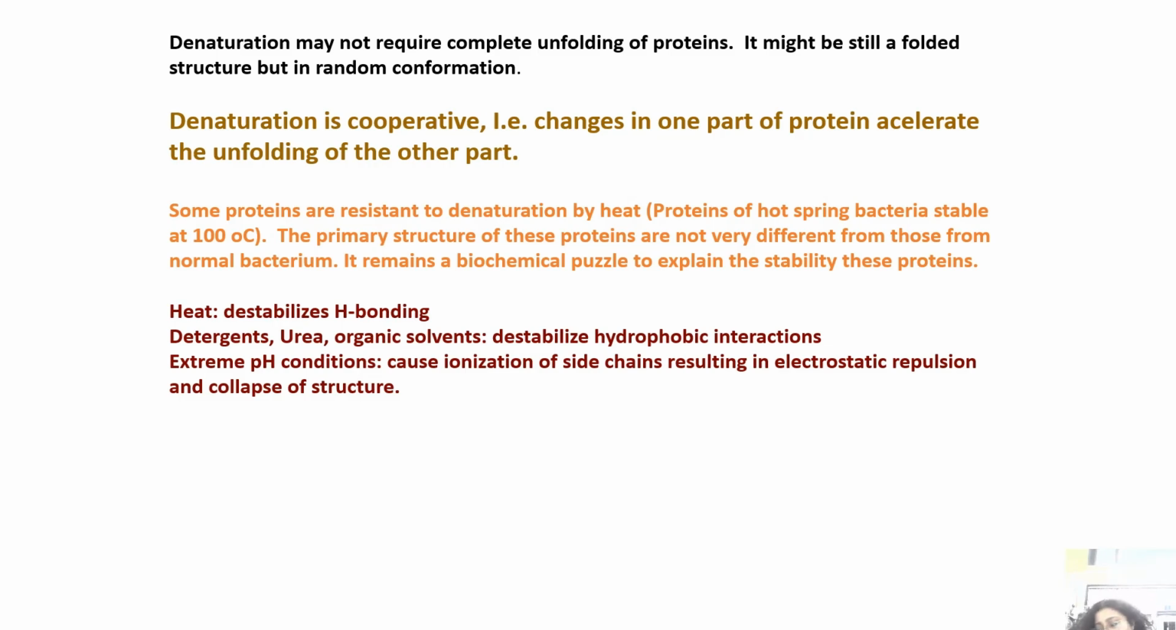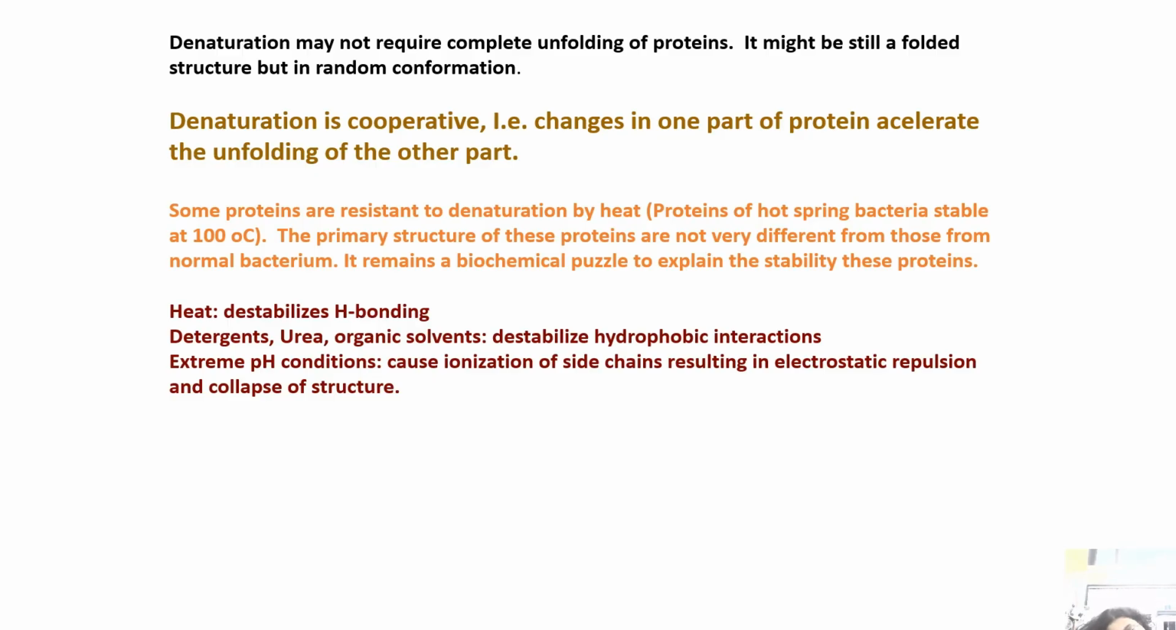So some proteins are resistant to denaturation by heat. The proteins of hot spring bacteria are stable at 100 degrees Celsius, and the primary structures of these proteins are not very different from those of normal bacteria. So it remains a biochemical puzzle to explain the stability of these proteins.